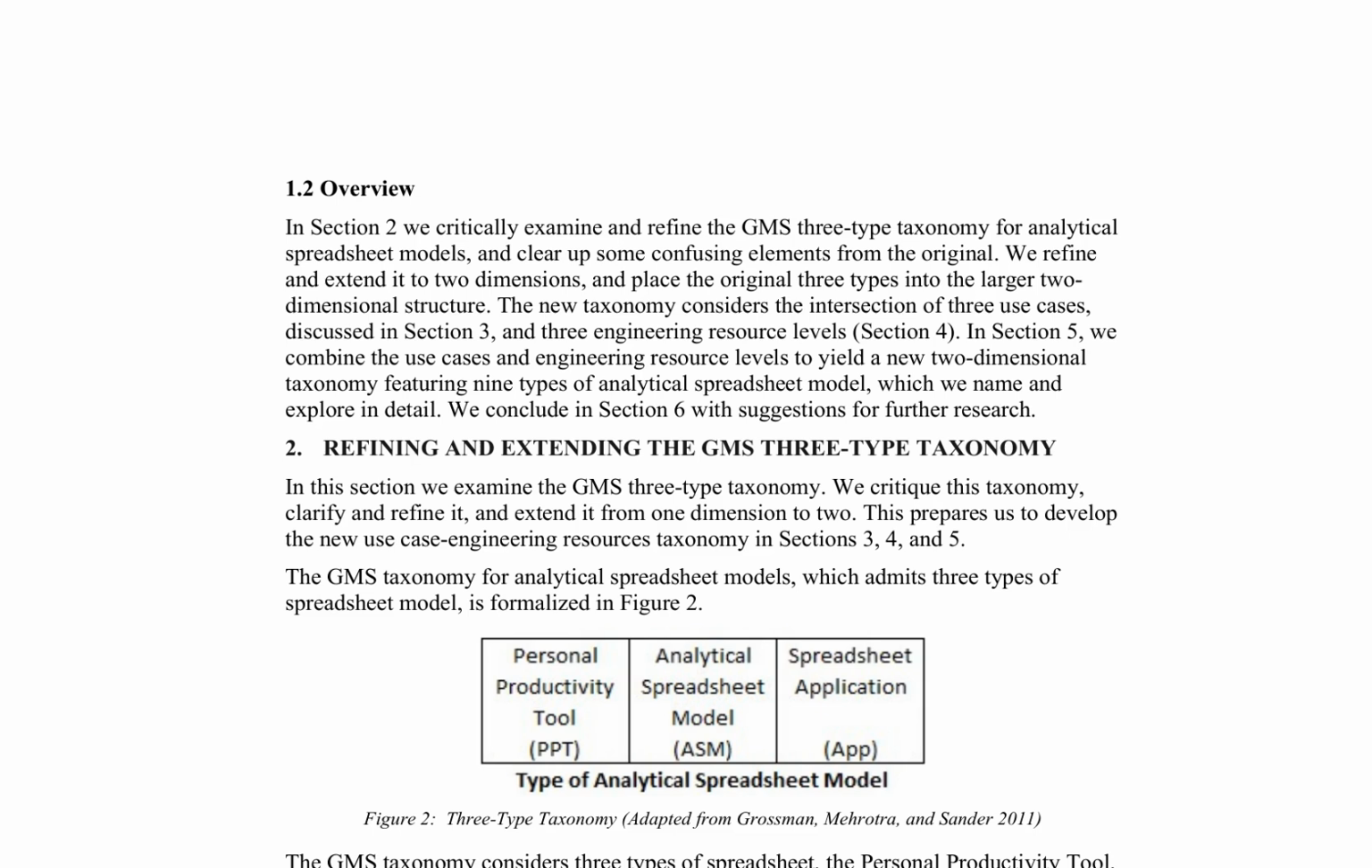This paper refines the Grossman, Mehrotra, and Sander, GMS, 3-type taxonomy for analytical spreadsheet models, aiming to clarify and extend it. The GMS taxonomy considers 3 types of spreadsheet models: personal productivity tool, analytical spreadsheet model, and spreadsheet application. To avoid confusion, the term analytical spreadsheet model is used only to describe the domain of spreadsheet models under consideration.